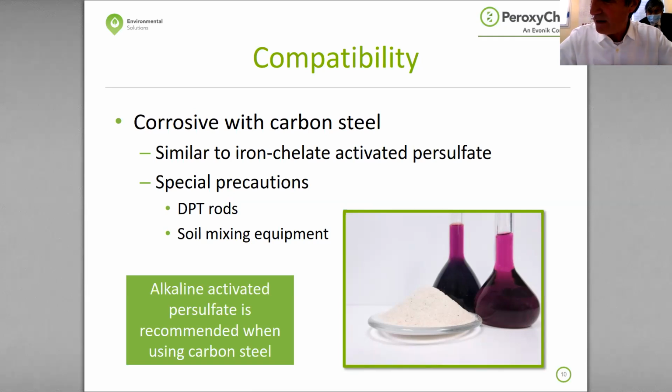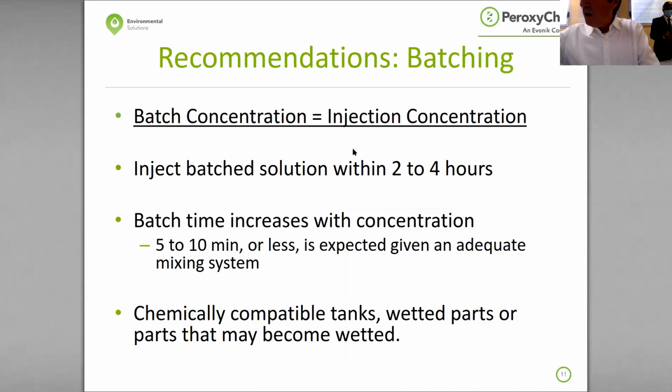The main takeaway is that if you are planning to deploy carbon steel components, you will want to plan for some way to protect them or switch over to some sort of compatible material such as stainless steel. For soil mixing applications, you can always use classic alkaline activated persulfate, which has been injected through carbon steel DPT rods. This is practical because the high pH associated with alkaline activated persulfate does tend to protect carbon steel. One of the main advantages of Closure 1 is in terms of batching.